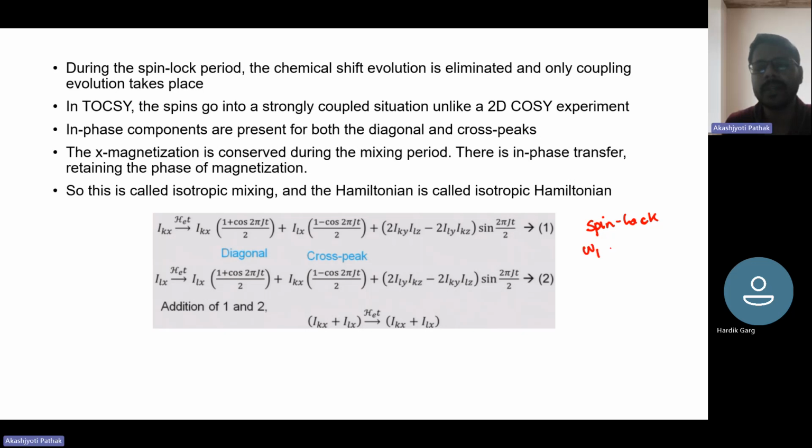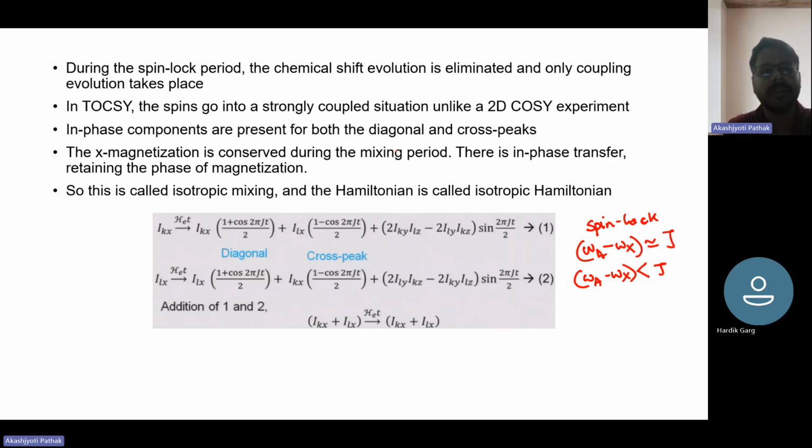So what is a weakly coupled spin system? In a weakly coupled spin system, omega A minus omega X is much greater than J, the coupling constant. While if the separation in chemical shift is much less than J, then this is a strongly coupled spin system. So they go into a strongly coupled situation, unlike a 2D COSY experiment.